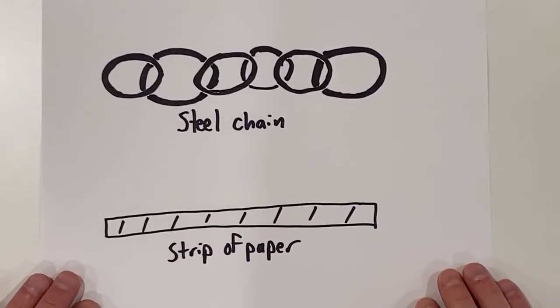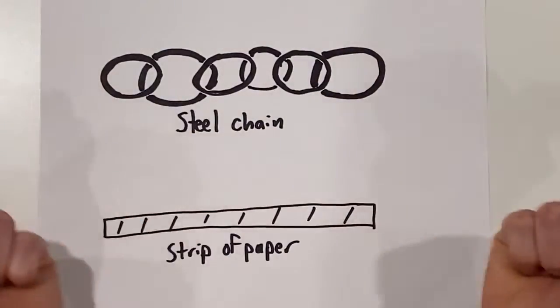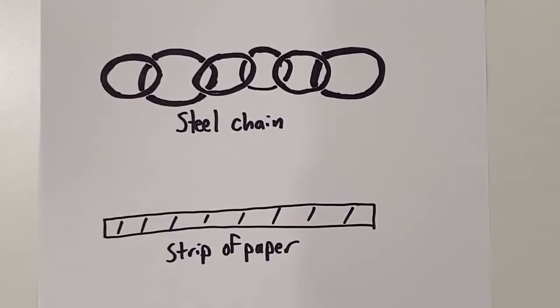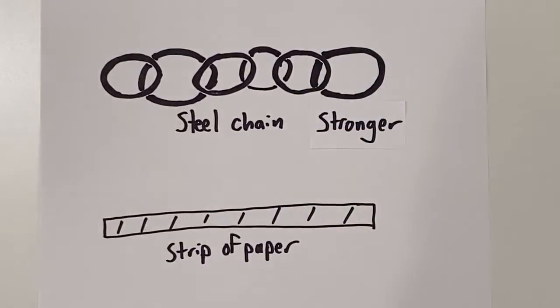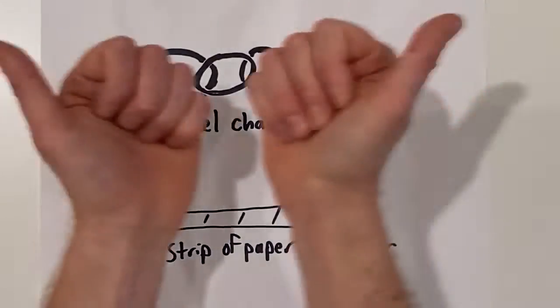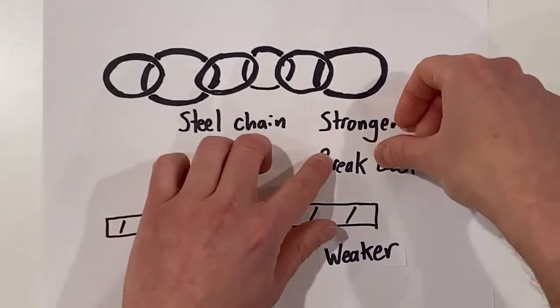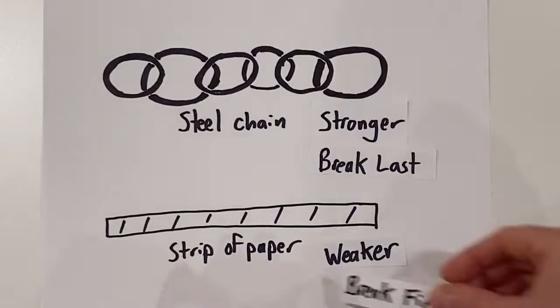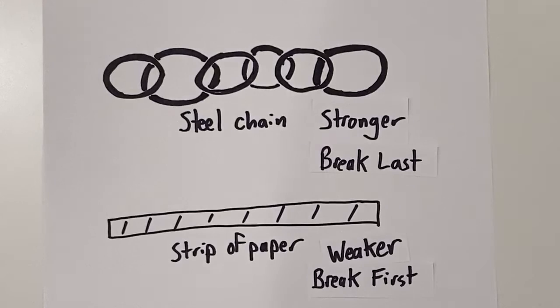two things here, a steel chain and a strip of paper. And the question is, if we were pulling on these here, what would break first? Well, obviously, the steel chain is stronger and the piece of paper is going to be weaker. So if we were pulling on these things here, the steel chain would break last. It's much stronger. And the strip of paper would break first because it's weaker.